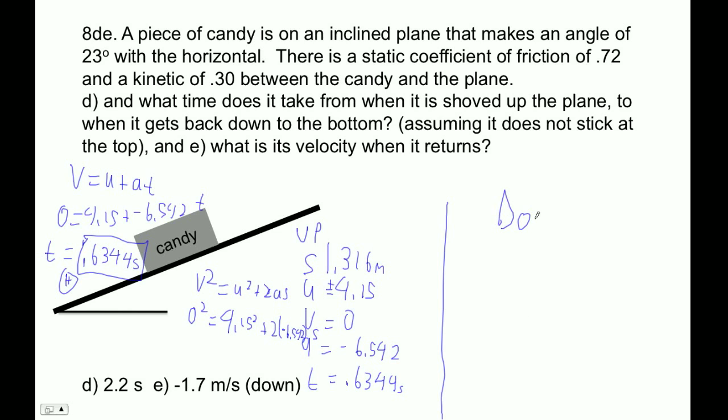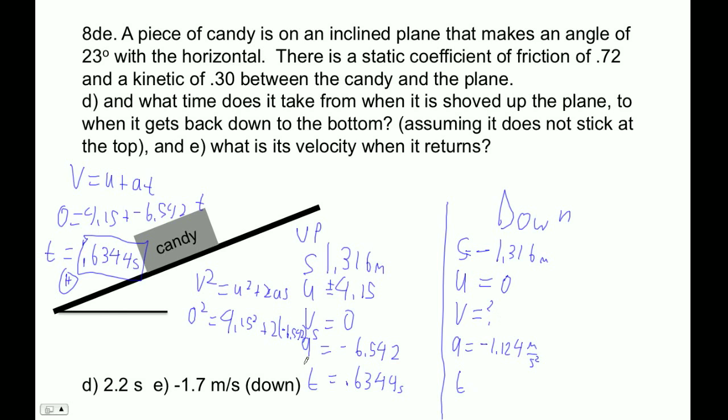Now let's go down. Let's suvat down. To go back down, it's got to go down 1.316 meters. The initial velocity will be 0, and let's assume that those little weak chemical bonds that could hold it on the plane don't form, and somehow they don't. Final velocity we want to know. Acceleration going down the plane ends up being negative 1.124 meters per second squared. Then we want to find the time and the velocity.